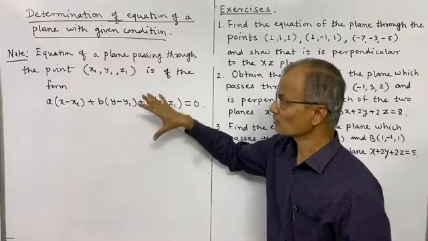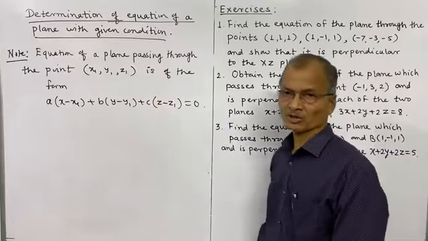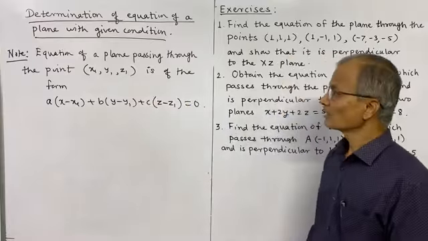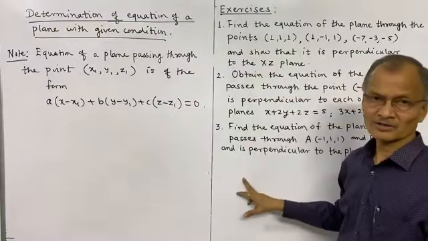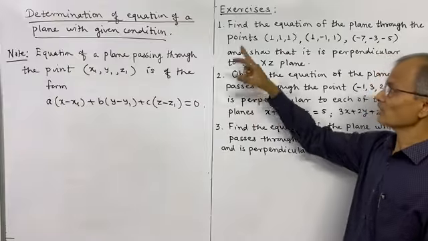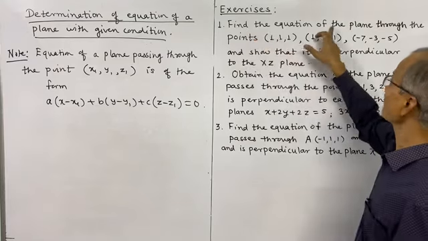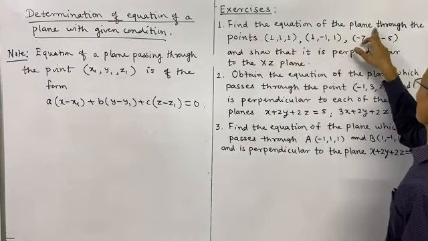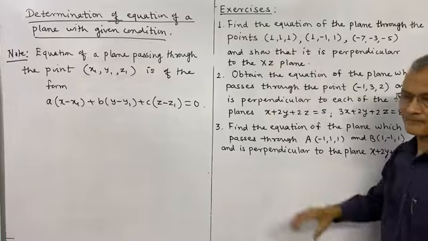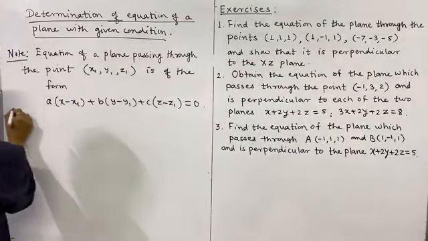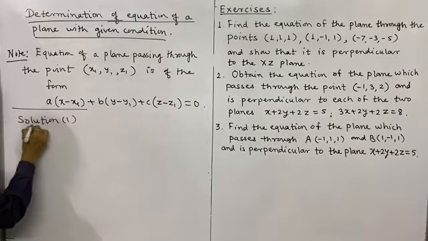So we shall first note this and then we will see how to determine the equation of a plane with given conditions. Now we will solve the problems on this, and I have written the problems here to save time, and we will solve these problems one by one. Now see the first problem. Find the equation of the plane passing through these 3 points. Here 3 points are given and we shall now start the solution of problem 1.